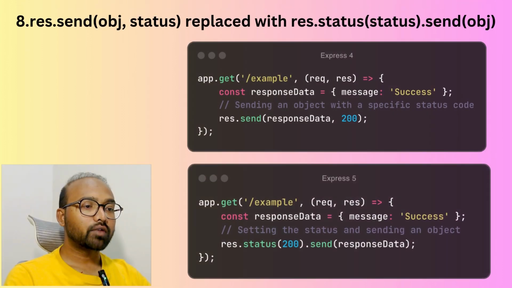In Express 4, it was possible to send a response with both data and the status code using the response.send method. This allowed developers to pass a response object and specify an HTTP status code in the same method. In Express 5, this has been replaced with a more readable and explicit approach. Now the response.status method is used first to set the HTTP status code, followed by the send method to send the response data. This separation improves clarity by making it clear that status sets the HTTP status and send delivers the content.